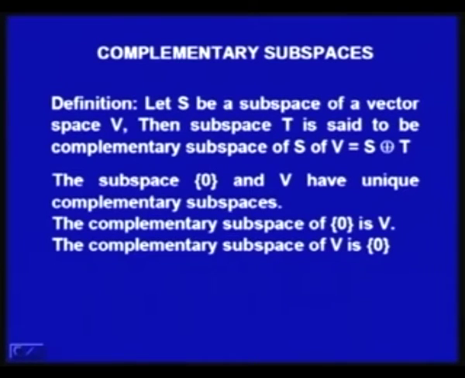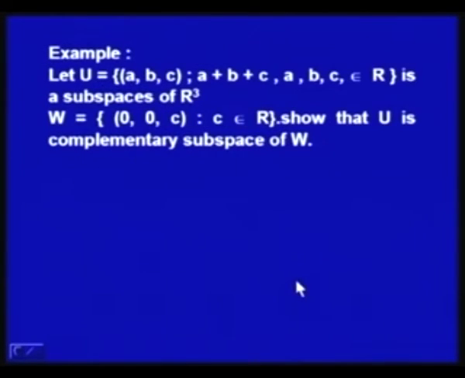Trivially, the subspaces 0 and V have unique complementary subspaces, 0 plus V is equal to V. The complementary subspace of 0 is V and the complementary subspace of V is 0. Let us illustrate this with an example.